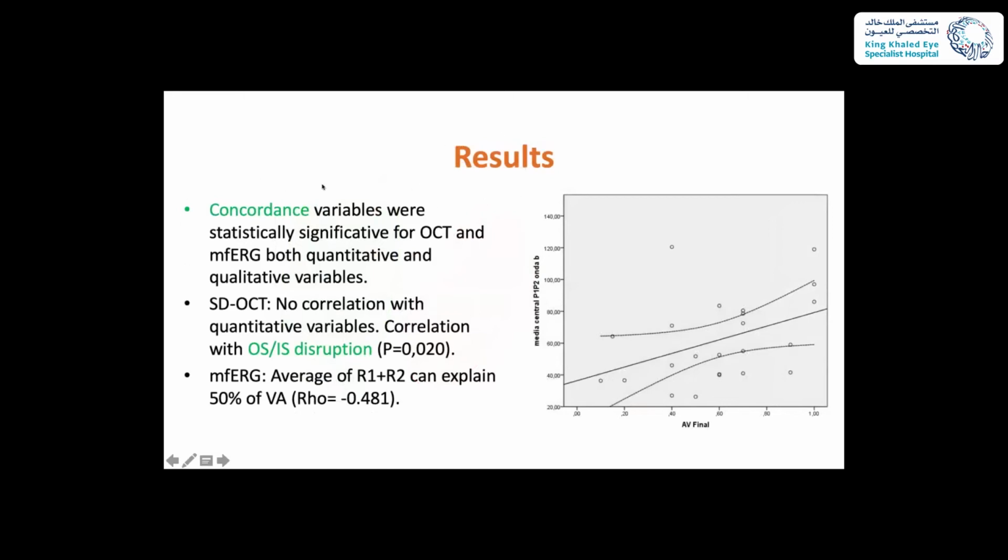So first of all, we have a good concordance in all statistical studies for OCT, both quantitative and qualitative. So we are measuring in a good way. A very interesting thing: the only correlation we have in spectral domain OCT was the disruption of the outer retinal layers, the OS/ES disruption here, and it is clearly positive. And the multifocal ERG can only explain 50% of the visual acuity for this patient. So it means it can be helpful, but it is not something you can base a diagnosis on.